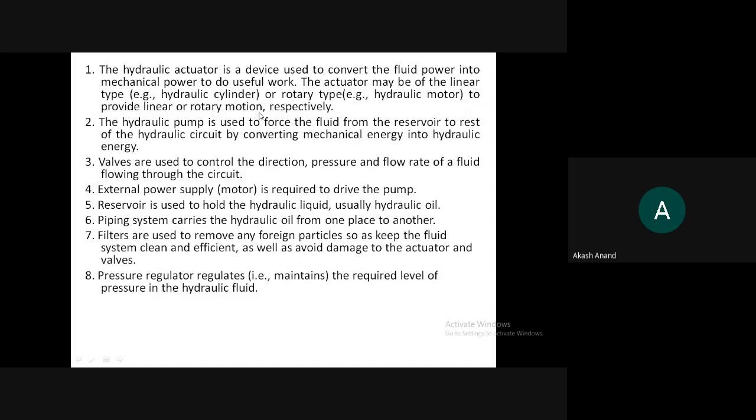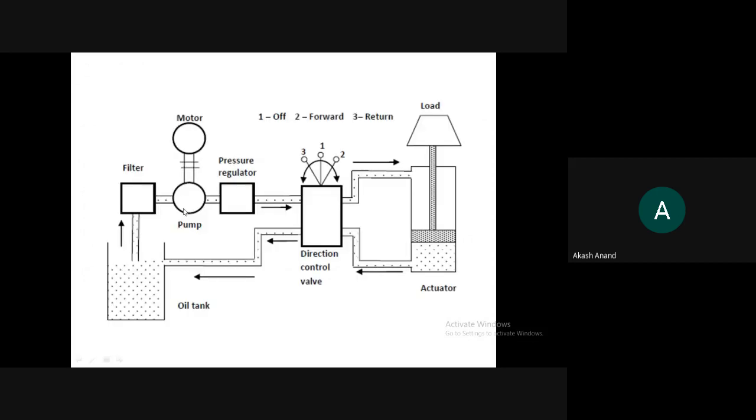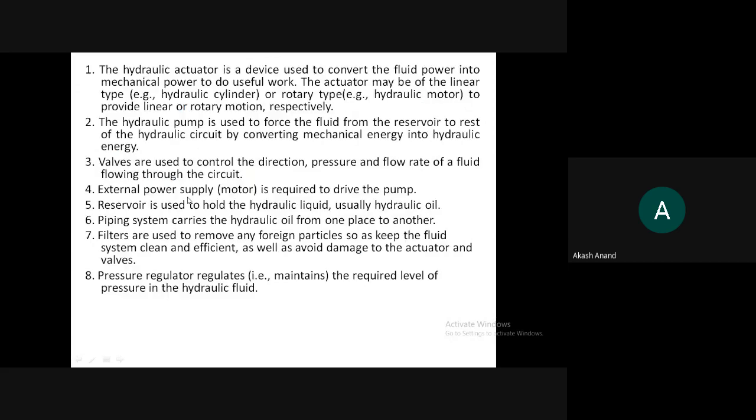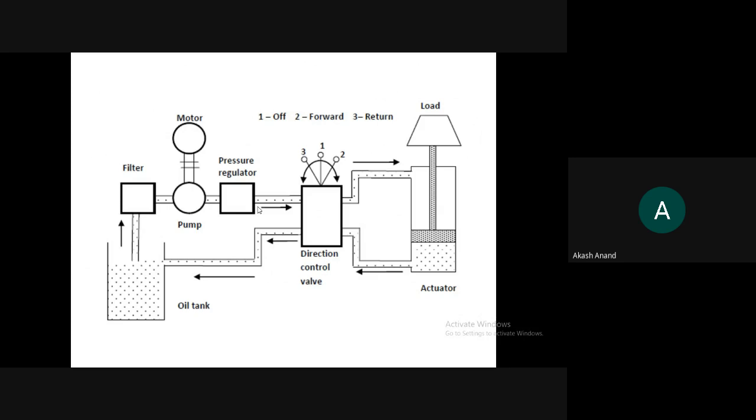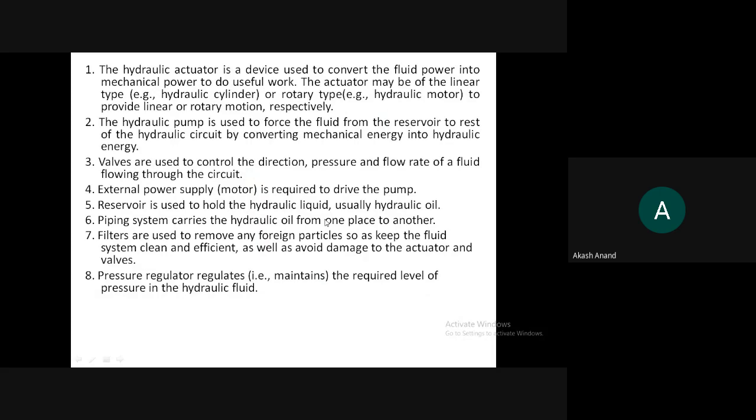Moving on to the next part, the hydraulic pump is used to force the fluid from the reservoir to the rest of the hydraulic circuit by converting mechanical energy into hydraulic energy. So we are talking about this part, the pump. The next part is the valve, and valves are used to control the direction, pressure, and flow rate of a fluid flowing through the circuit. We are discussing the valve pictured here. They control the direction, pressure, and flow rate of the fluid, which here is liquid.